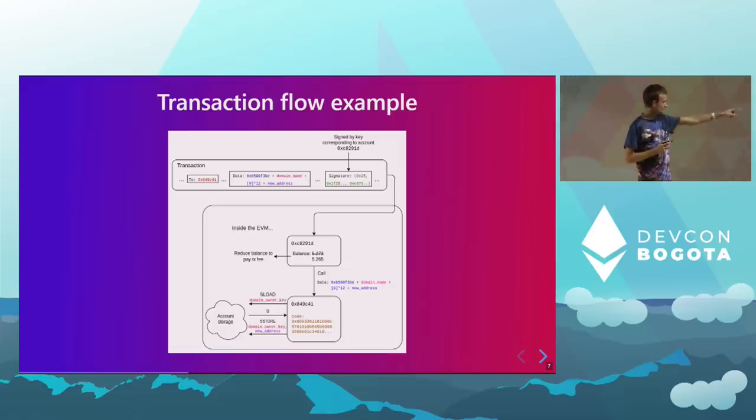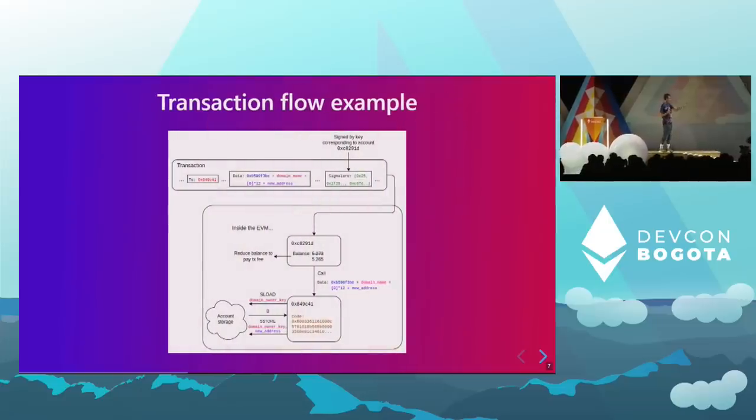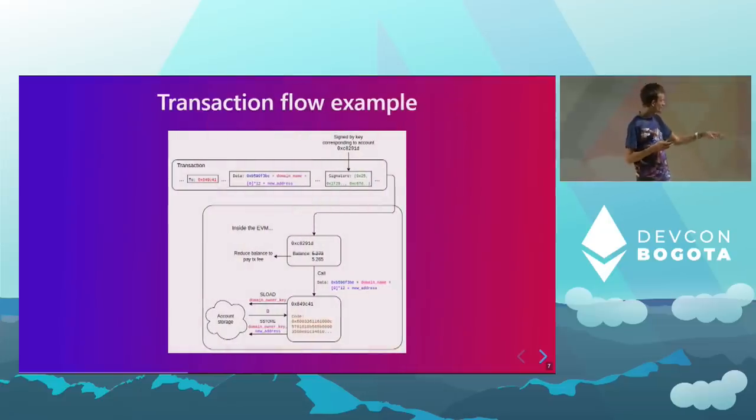It's the bubble on the bottom, the 0x849C41 down there, right? That is an account. It is a contract account, and that contract account is going to have a piece of code. What is that code? It's the compiled version of this, right? So that lives on chain, and that contract also has some storage.